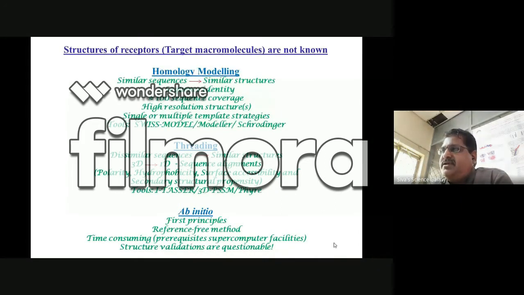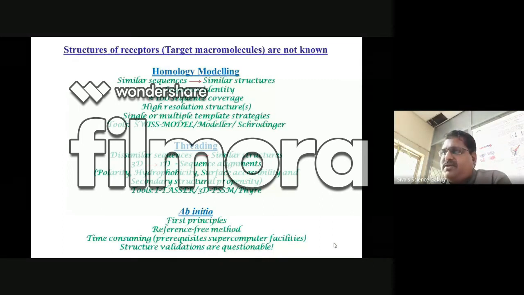There are a number of computational strategies, as I mentioned in the slide: homology modeling, threading, ab initio. These are the popular computational molecular modeling methods. Using these methods, the three-dimensional structures of the molecules can be predicted. Now I will give the outline of each method. Okay, homology modeling. The principle of homology modeling is that similar sequences will have similar structures. So the target is what? The target is the protein for which the structure is not available.